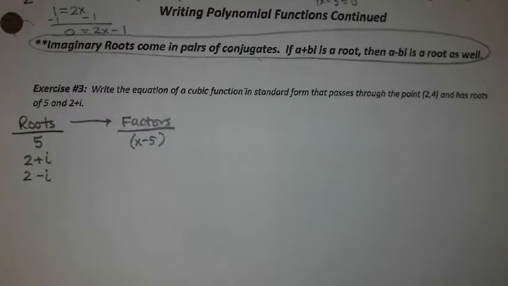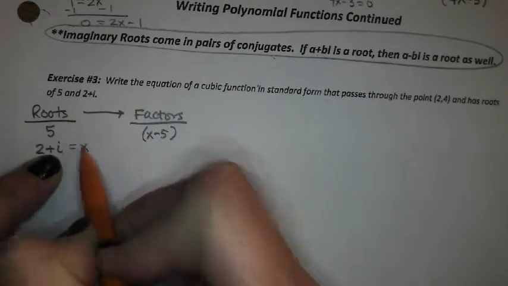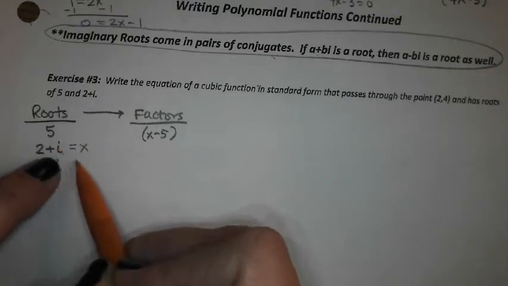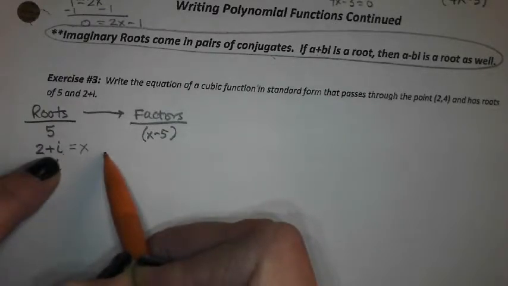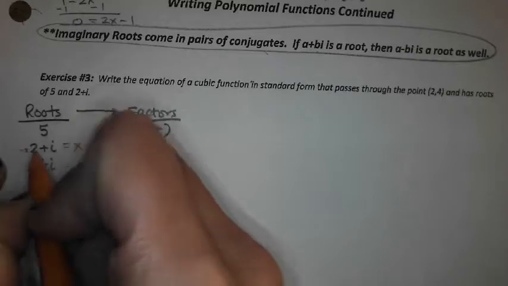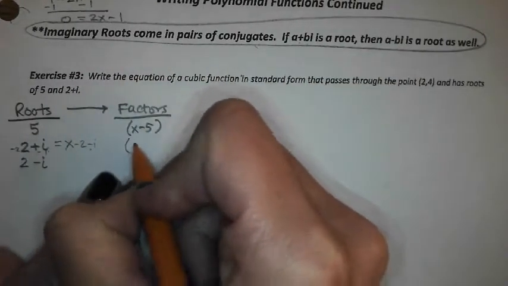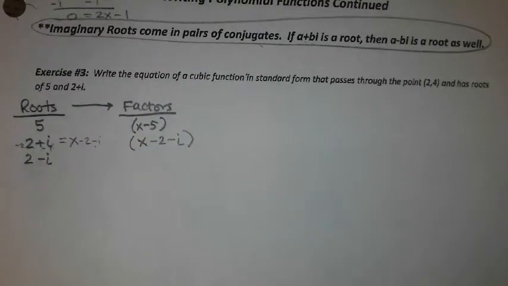The other 2 are going to be a little bit more difficult, right? Because if your root equals x, and you're trying to get this thing equal to 0 to come up with the factor, I have to subtract the 2 over and subtract the i over. Do you follow? So subtracting 2 and subtracting i, the factor is x minus 2 minus i. Do we follow?